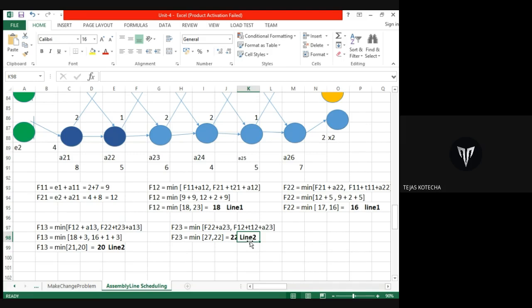Okay, but it's just that F22 plus A23 gives us 22, so it makes sense to write it first. That's why. F22 plus A23 equals 22. Okay. Satisfied? Yes, yes.